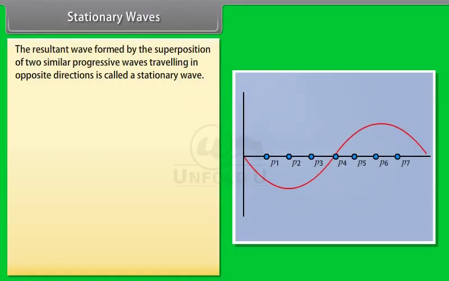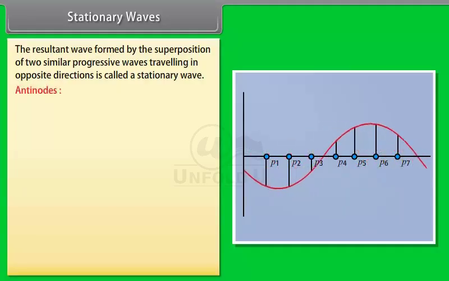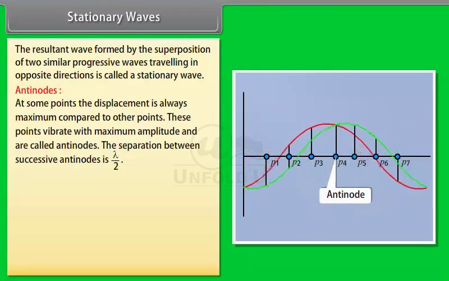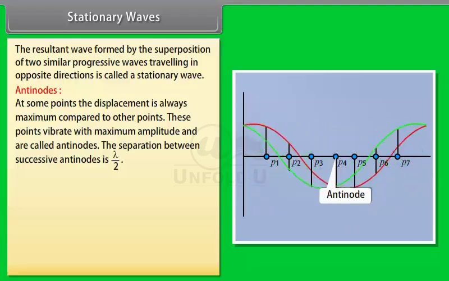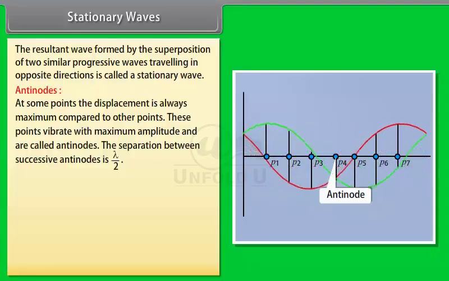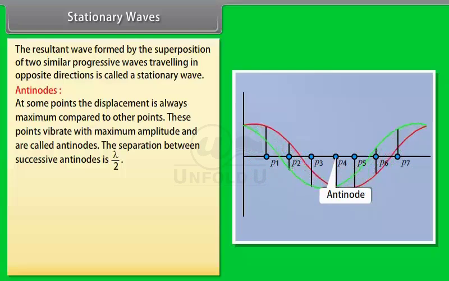Stationary waves. The resultant wave formed by the superposition of two similar progressive waves traveling in the opposite direction is called a stationary wave. Antinodes. At some points, the displacement is always maximum compared to other points. These points vibrate with maximum amplitude and are called antinodes. The separation between successive antinodes is lambda by 2.